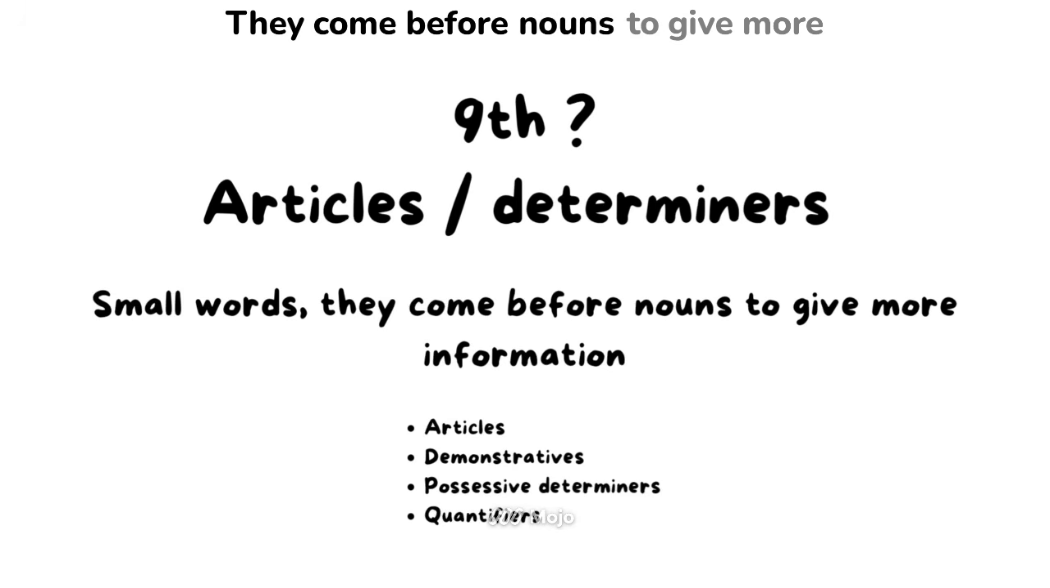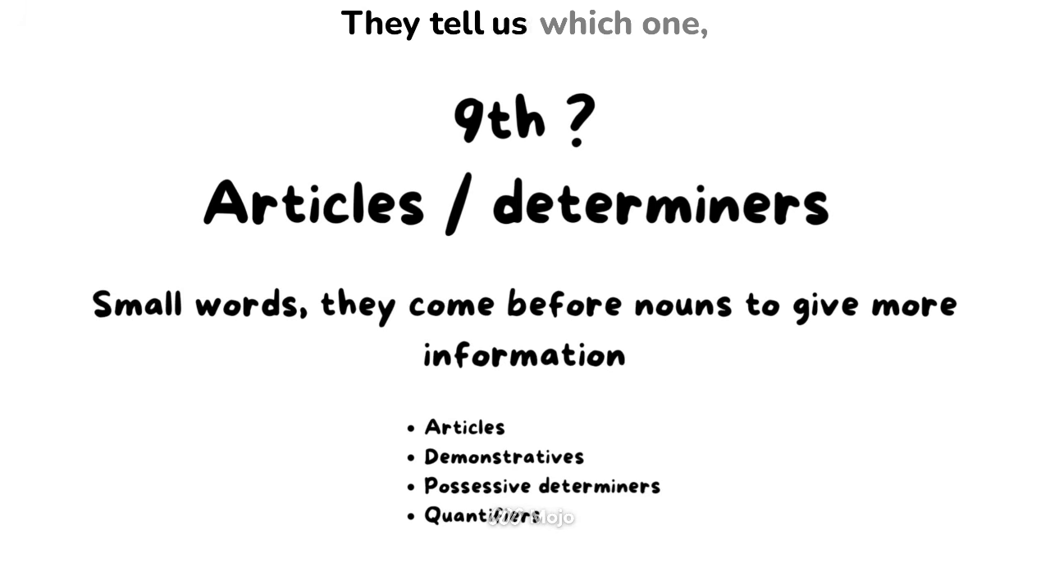They come before nouns to give more information. They tell us which one, how many, or whose. For example, articles a, an, the. The computer is on. Demonstratives like this, that, these, and those. This phone is new. Possessive determiners my, your, his, her, their. My laptop is slow. Quantifiers some, many, few, each, every. Many people use technology. Perfect.